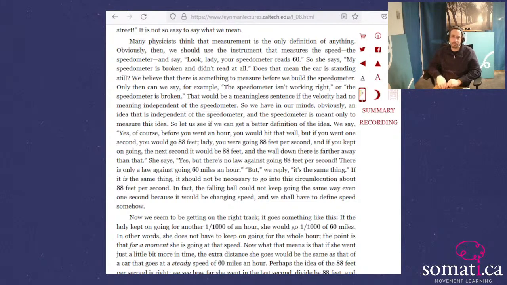This is a subtle paragraph, but if you are a positivist and you think that measurement is the only definition of anything, then that's what the speedometer says is the speed on the car. But a person objects, my speedometer is broken. So does that mean the car isn't actually moving? No, the velocity has a meaning independent of the speedometer. And that's why the speedometer isn't working right or the speedometer is broken. That's why it means something.